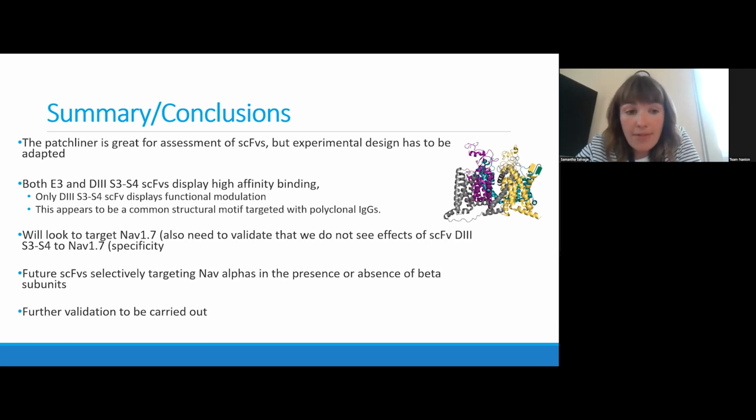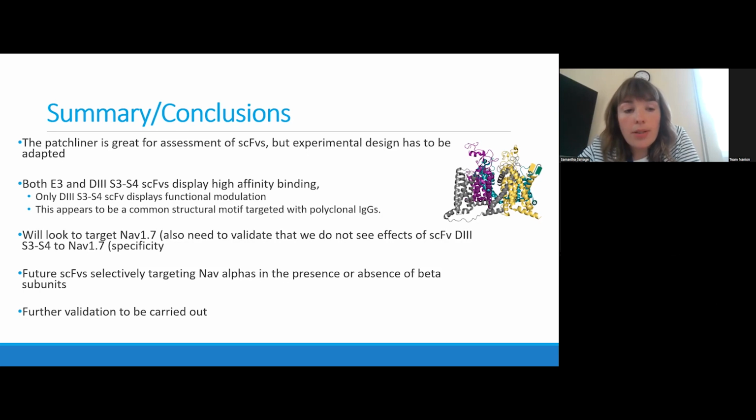Both the scFvs I've shown here were able to bind to NaV 1.5, but only the domain 3 S3-S4 scFv displayed any functional modulation. Interestingly, this S3-S4 motif appears to be a point of functional modulation with other polyclonal antibodies in the literature targeting the structural equivalent in other domains for different isoforms, including NaV 1.7.